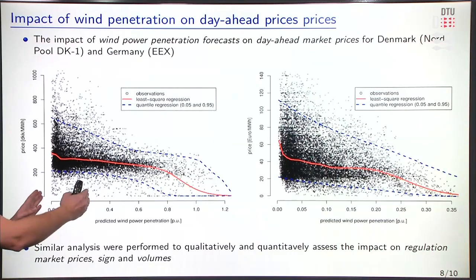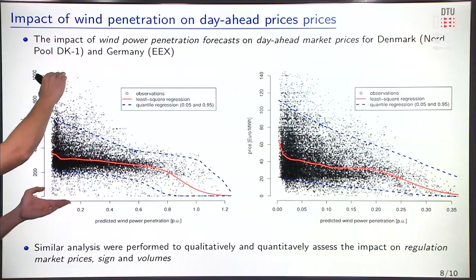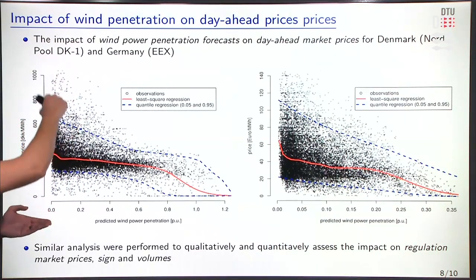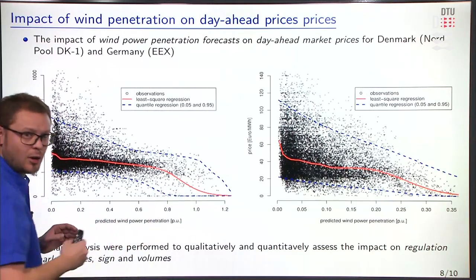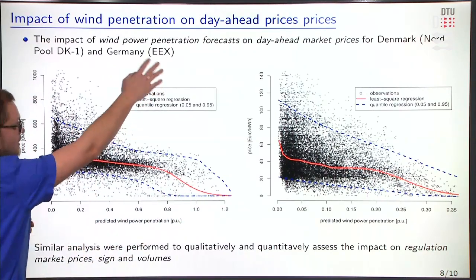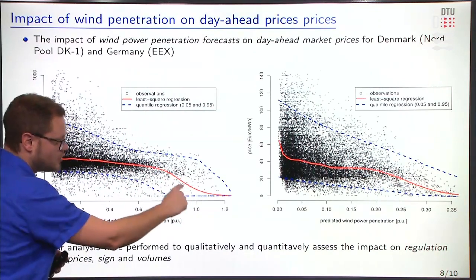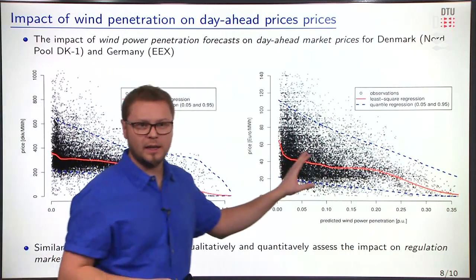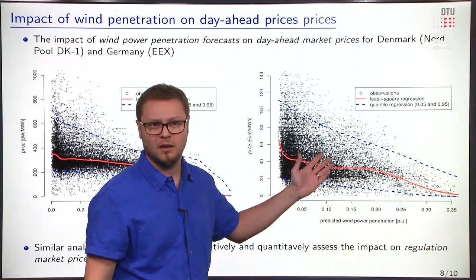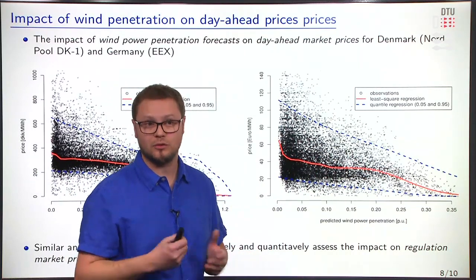For very low wind power penetration that's predicted, we have a wide range of potential prices with some high prices there. And as we increase predicted wind power penetration, there is a tendency that these high prices disappear, and then the price on average is lowering. This was for Denmark, but looking at Germany, you see the same. Looking at Spain, you would see the same. Looking at some areas in the world, you would see the same.